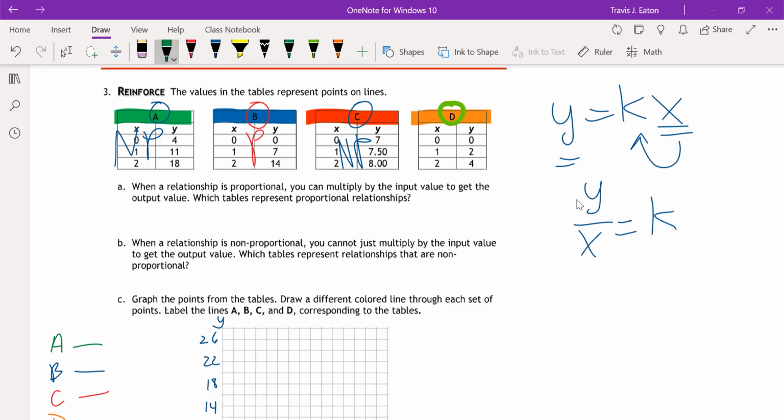Whoa, that's a thick, heavy line there. That's all right. 0 divided by 0. Well, it's going through the origin. That's good.